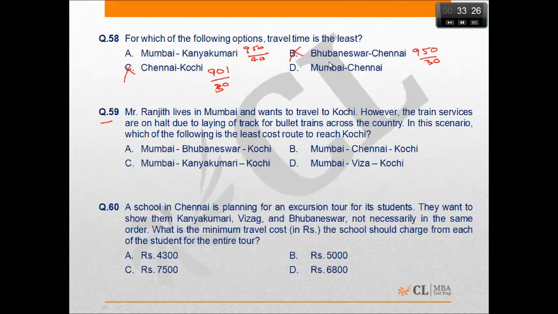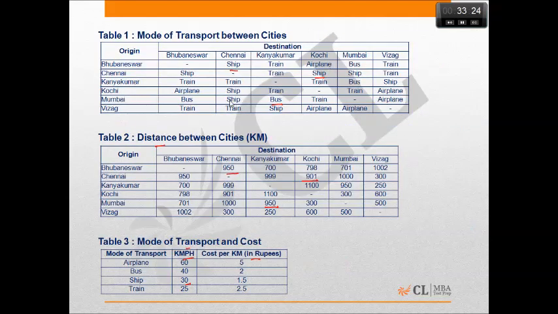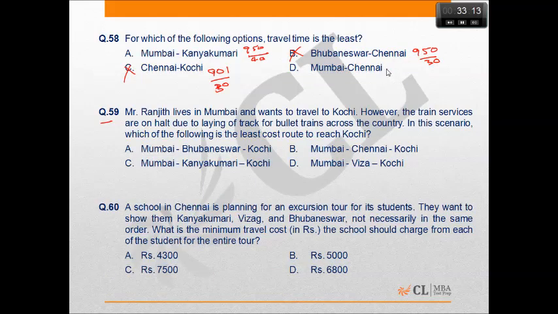Mumbai, Chennai is by ship. So what's the distance Mumbai to Chennai? 1000. Mumbai to Chennai is ship 1000. So this is 1000 by 30, so that's 33. So this should be the answer.